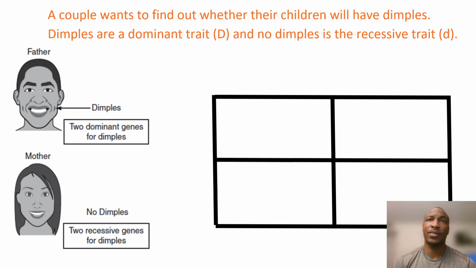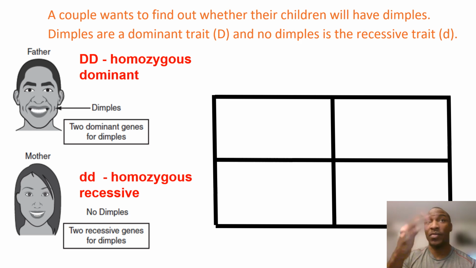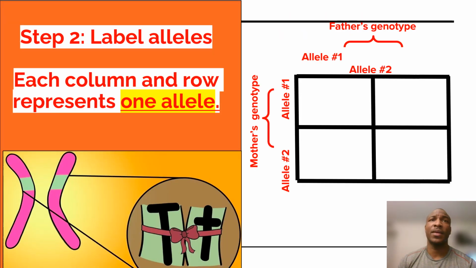Dimples are a dominant trait, big D, and no dimples is a recessive trait, little d. All right. So dad is big D, homozygous dominant, and mom is little d, homozygous recessive. Remember, homozygous means purebred, so they're both purebred for what they have. So mom has no dimples, dad has dimples.